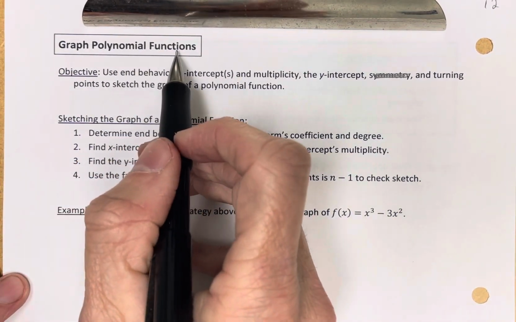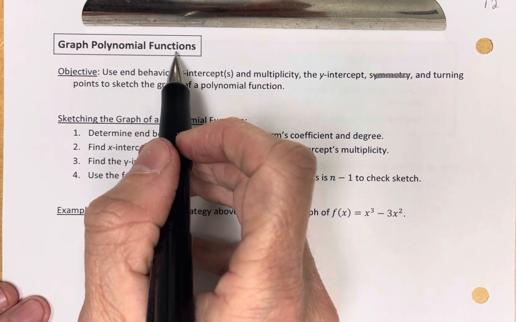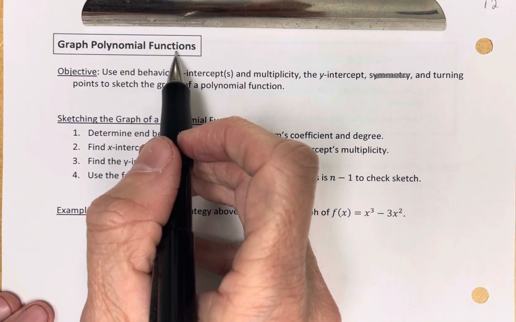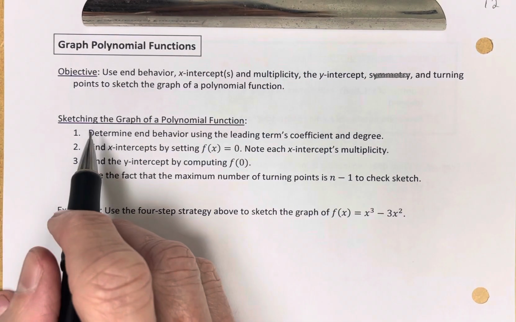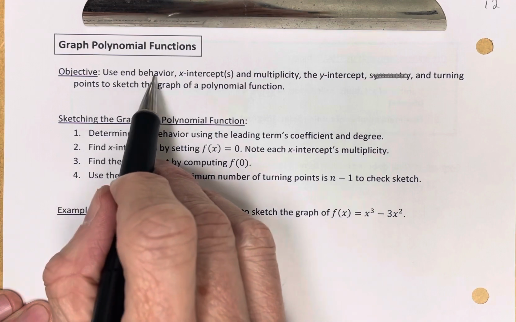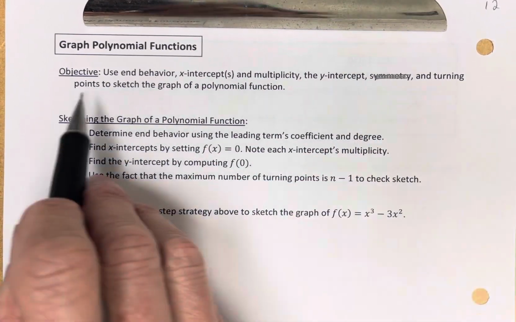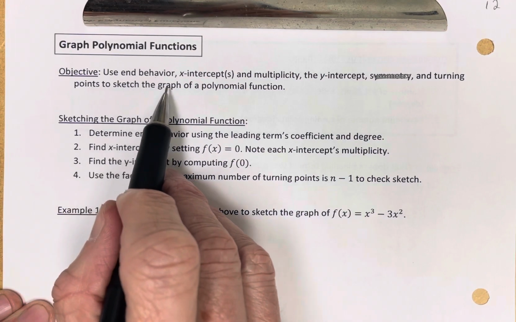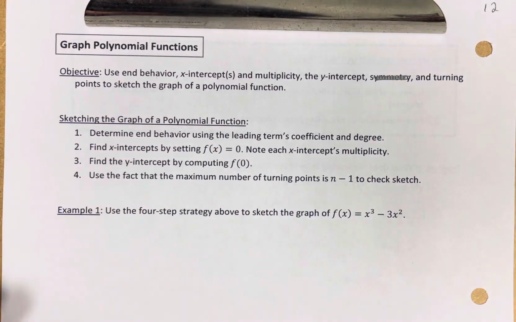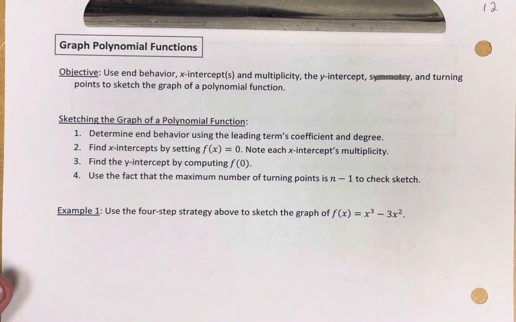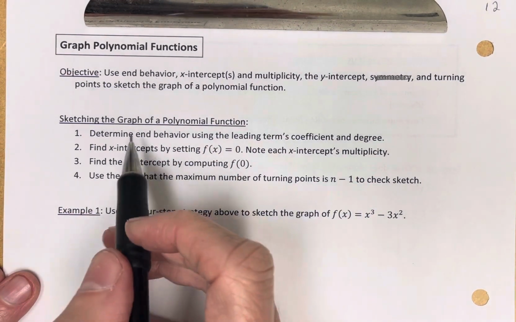Graph polynomial functions. So we're going to put it all together, all this stuff we've been learning about the graphs of polynomial functions. We're going to use end behavior, x-intercepts and multiplicity, the y-intercept and turning points to sketch the graph of a polynomial function. Now, of course, we've got graphing calculators, but we're going to see if we can match our sketch to what we see in the graphing calculator without using our calculators.